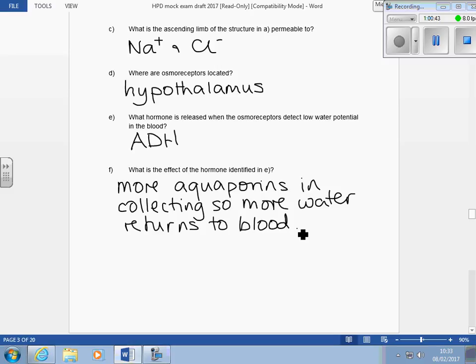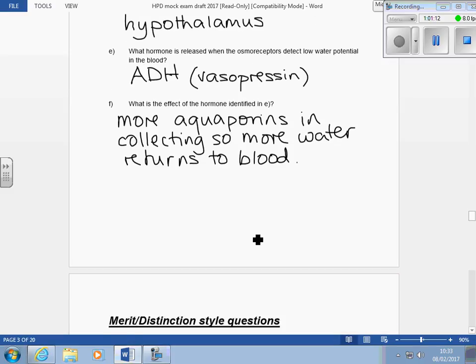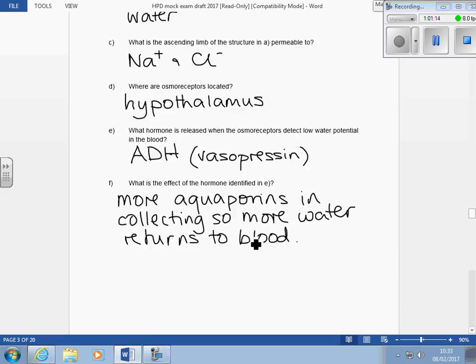Remembering ADH, of course, is also known as vasopressin. We don't call it that these days, but I'll take that opportunity for a sidetrack: remember if you put more water back in the blood, of course it will raise blood pressure. So that's why ADH does have an impact on blood pressure control, that it can actually raise the volume of fluid in the blood. All right, so that is the past questions.